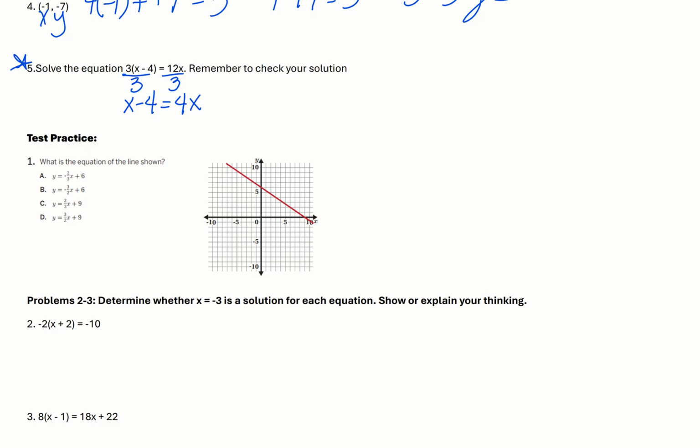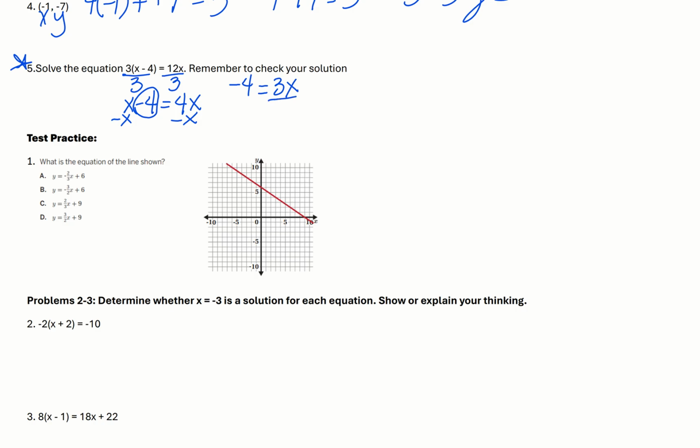Okay, now I'm going to move my x's so they're together. This is a positive x, so the inverse is a minus x. So I'm going to subtract x from both sides. Remember, everything I do to one side, I have to do to the other side. Now I'm going to get negative 4, because that's negative 4 right there. And then 4 x's take away an x gets me 3x.